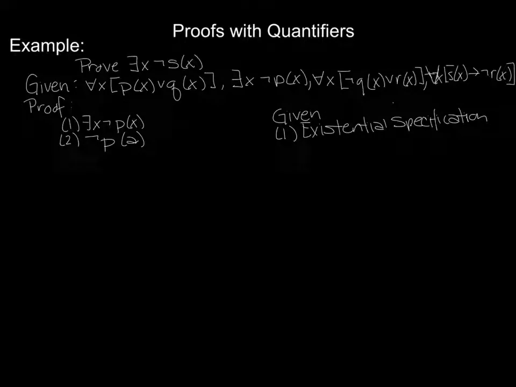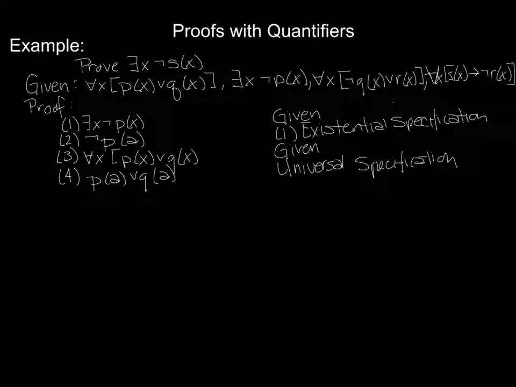I start my proof by taking my given: there exists x such that not P of x. And then I say, okay, let's assume A is a value that makes not P of A true. I'm using my existential specification. Next, I take another one of my givens as step 3, and then in step 4, because it's the for all, I can plug in anything I want. In particular, I take the A that makes not P of A true, and I plug it into my statement here. And I use the rule of universal specification to do that.